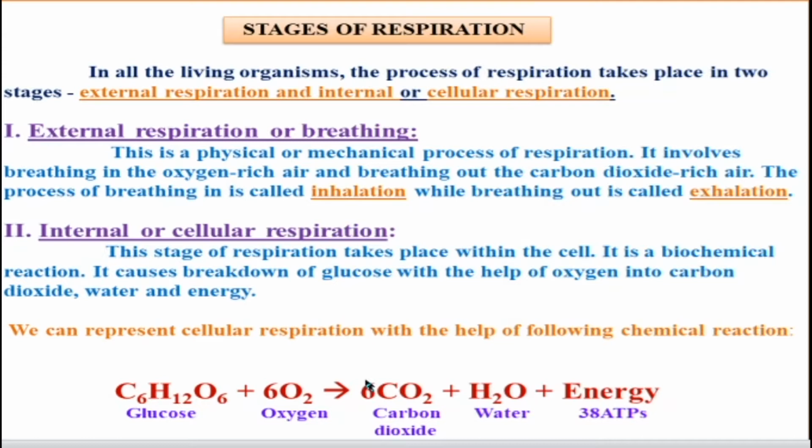We can represent cellular respiration with the following chemical reaction: C6H12O6, glucose, plus 6O2, oxygen. The glucose molecule reacts with oxygen, and finally we get carbon dioxide, water and 38 molecules of ATP, adenosine triphosphate, the energy. So this is cellular respiration or internal respiration.